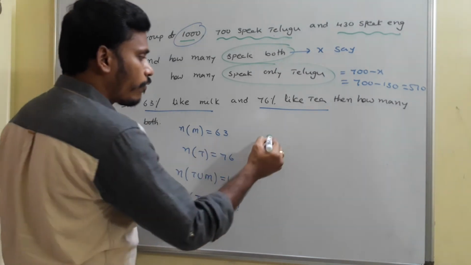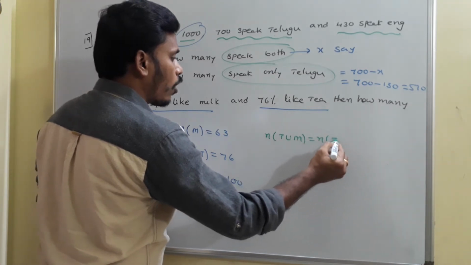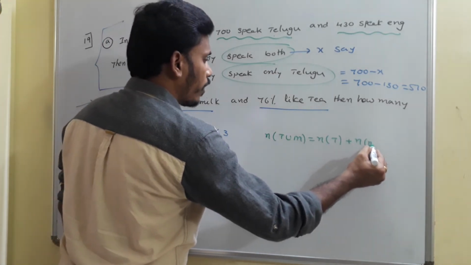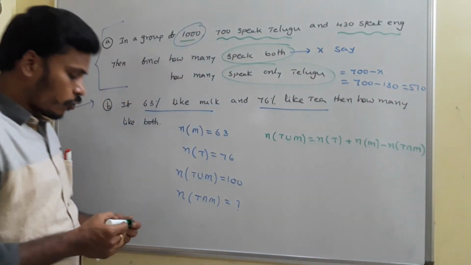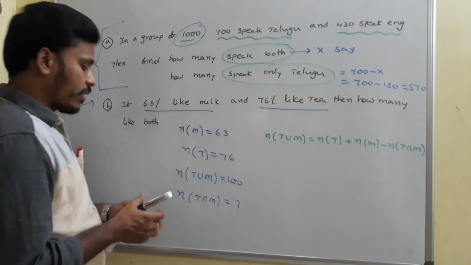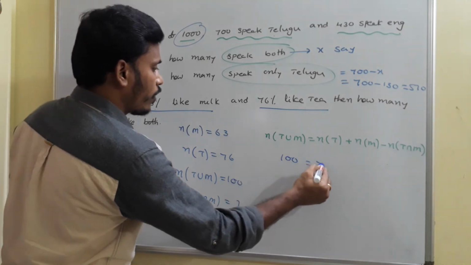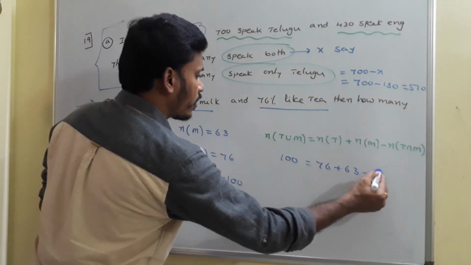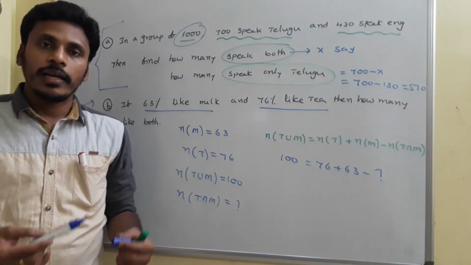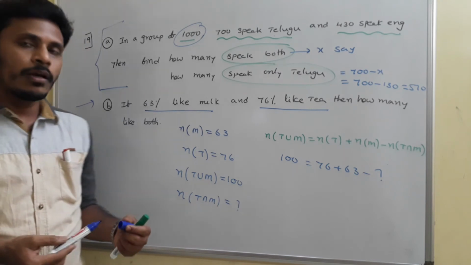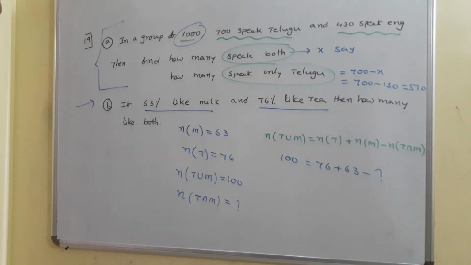So suppose if you use the formula, n of T union M is equal to n of T plus n of M minus n of T intersection M. And T union M is given as 100. So 100 is equal to n of T which is 76, plus n of M which is 63, minus that question mark you need to find. So find that question mark value, which represents the number of persons who like both tea and milk. Okay, that's the problem. Just have a look. I will give you one more problem now.